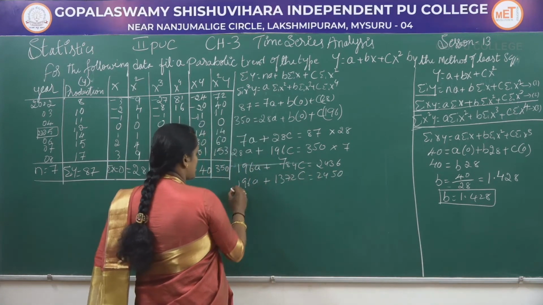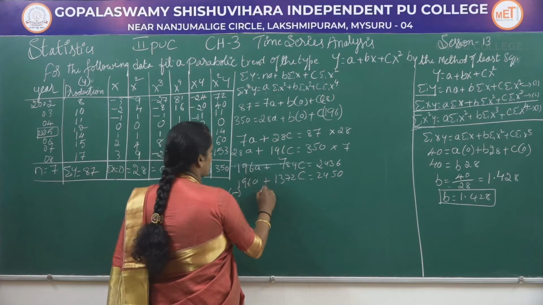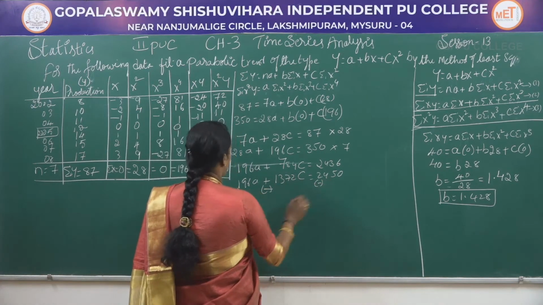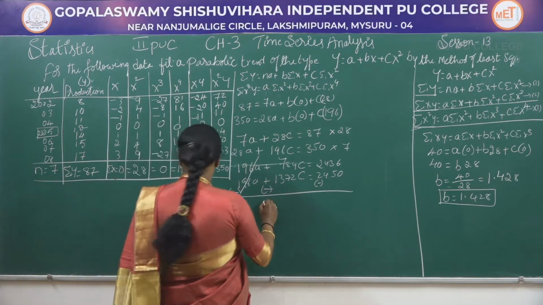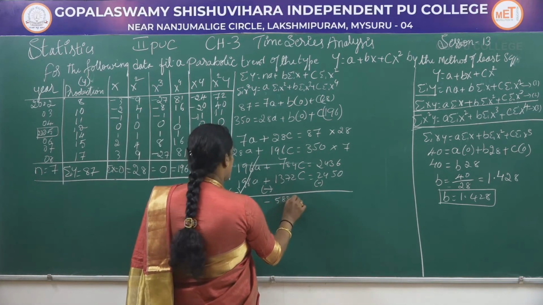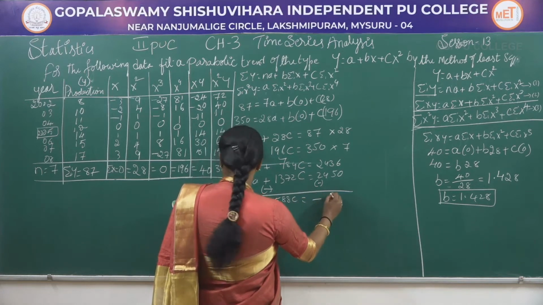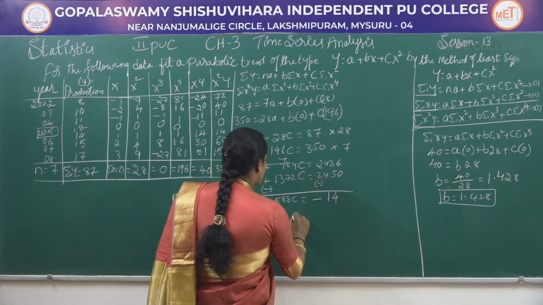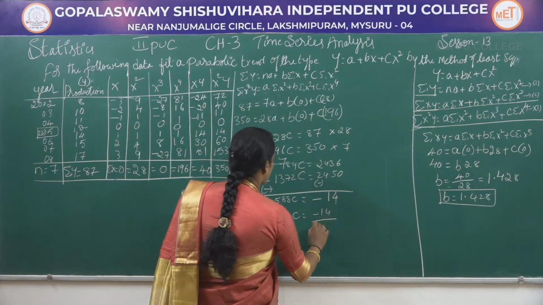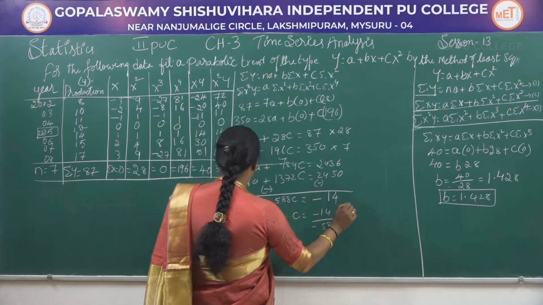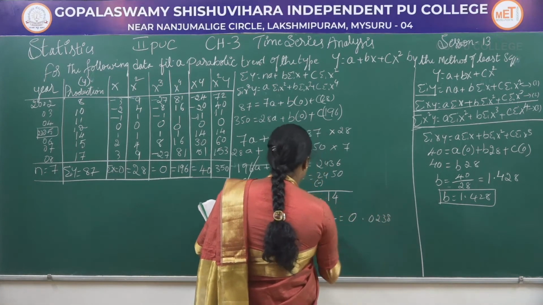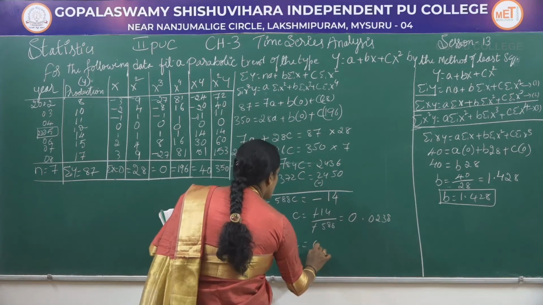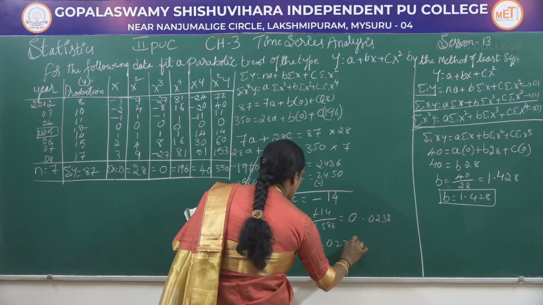To solve this simultaneous equation, we have to change the sign, so the 196a terms cancel. This gives minus 588c is equal to minus 14, and c is equal to minus 14 by minus 588. So c is equal to 0.0238.